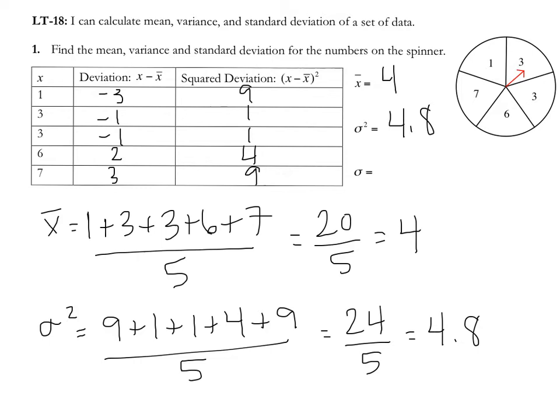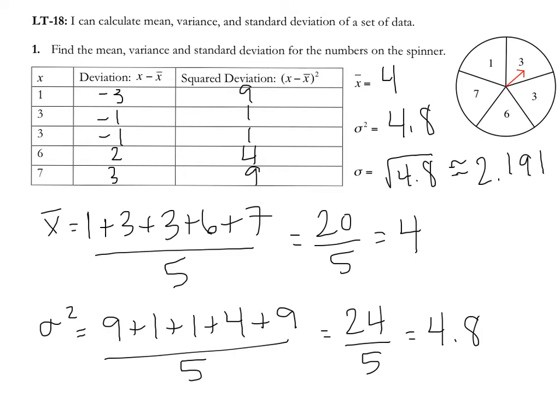Now, the standard deviation is always going to be the square root of the variance. So standard deviation is going to be the square root of 4.8. And that's about 2.191.